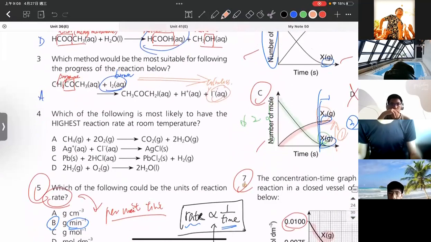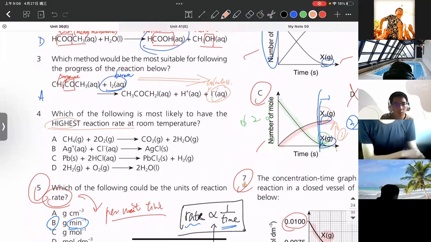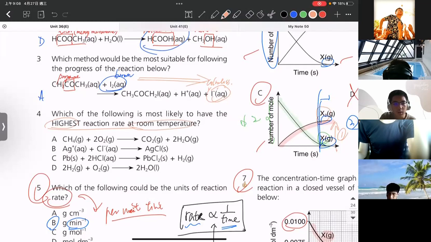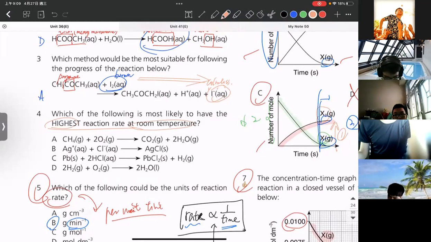Question 4. Which of the following is the most likely to have the highest reaction rate at room temperature? A, B, C, or D? Highest reaction rate at room temperature. Can you see the words at room temperature? C. C. What is the type of reaction? A reaction between metal and dilute acid.